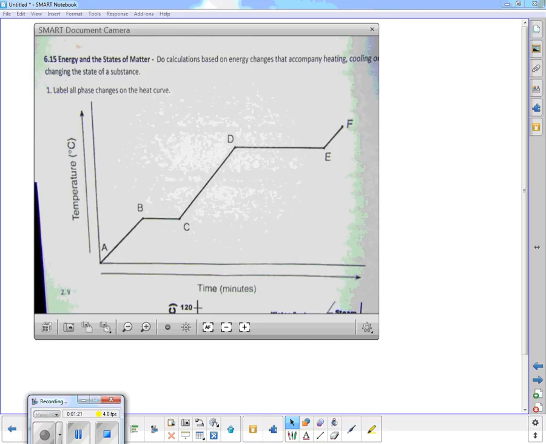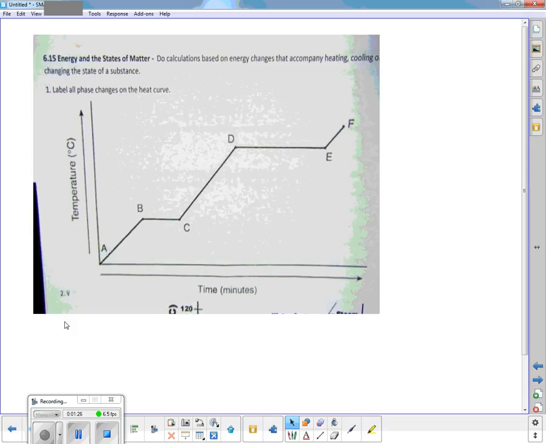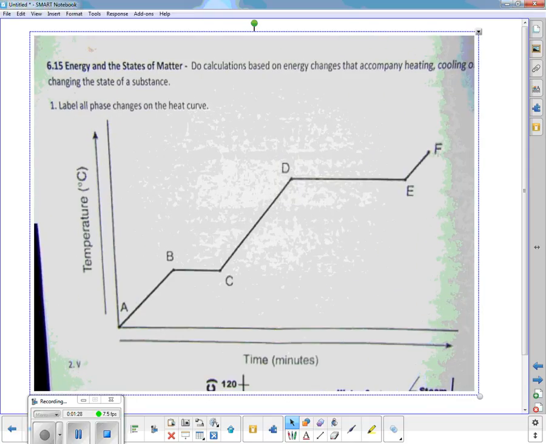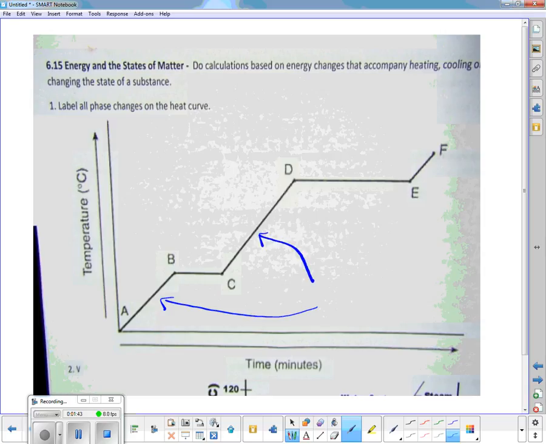What about C to D? Heating a liquid. What about D to E? You're changing a liquid to gas. What about E to F? You're heating a gas. So every time that we have a slope, like here, here, and here, we're going to use the equation Q equals mCp delta T to find out how much energy is given off, because we're going to have a change in temperature.